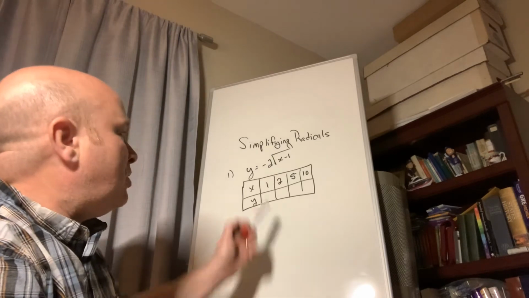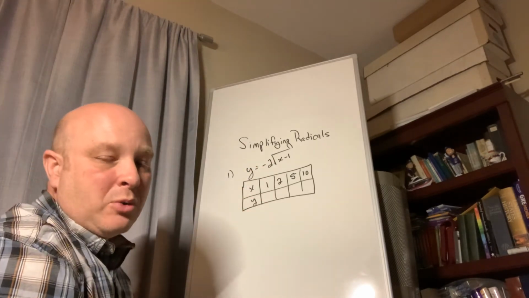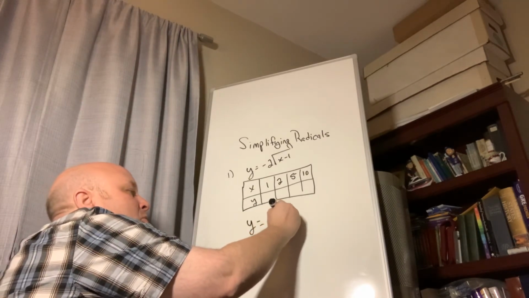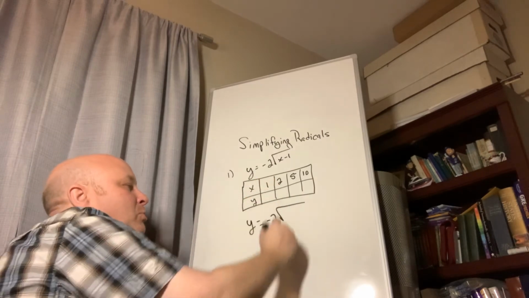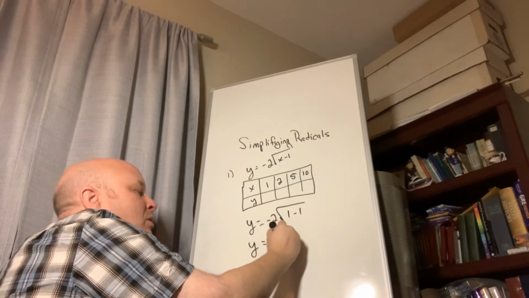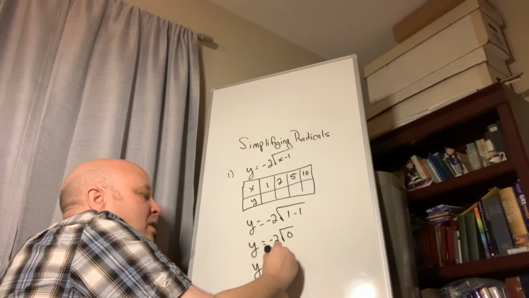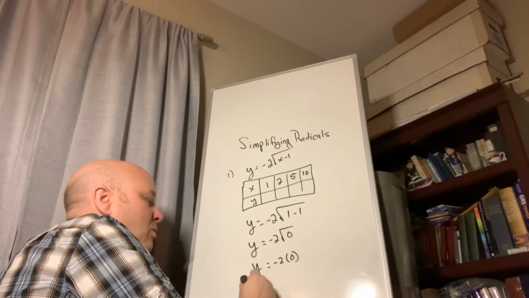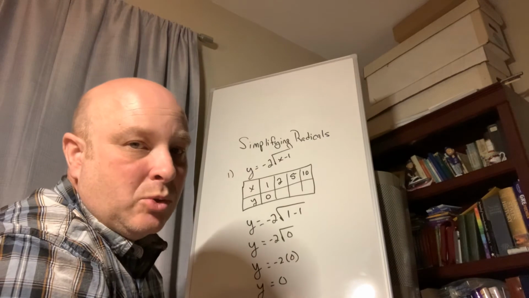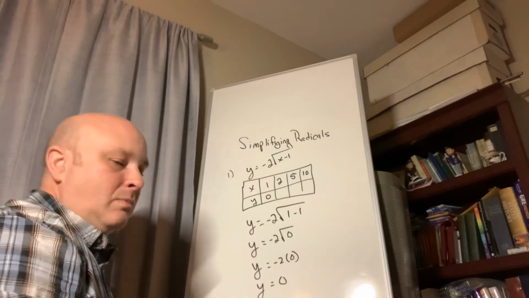All right, so now it's time to plug these in. y equals negative 2 times the square root of x minus 1. Well, let's put my 1 in here, minus 1. In other words, y equals negative 2 times the square root of 0. y equals negative 2 times 0. y equals 0. Therefore, when x equals 1, y equals 0. By now, this should not be a surprise to you. All right.